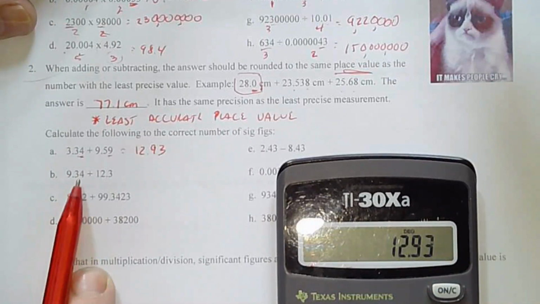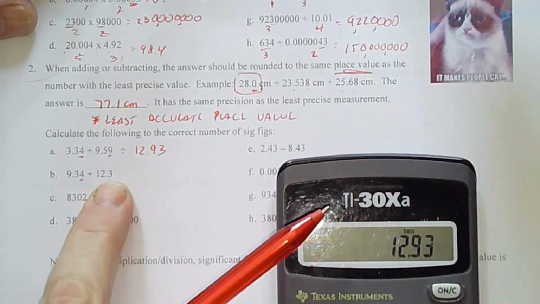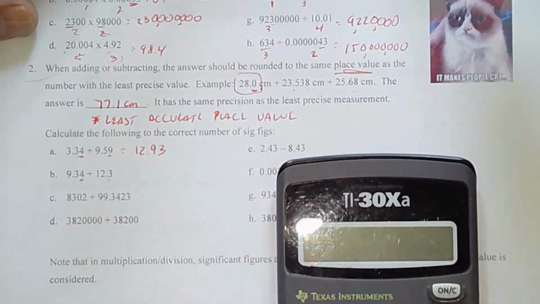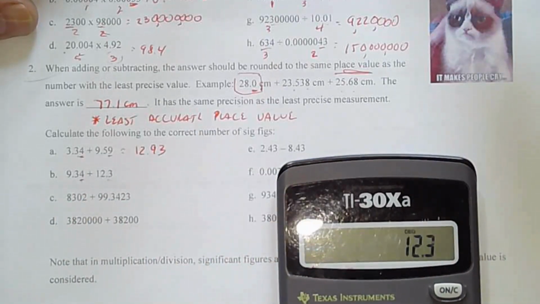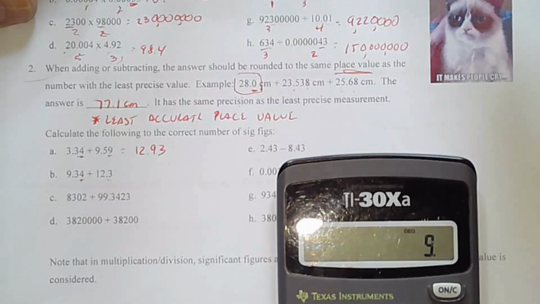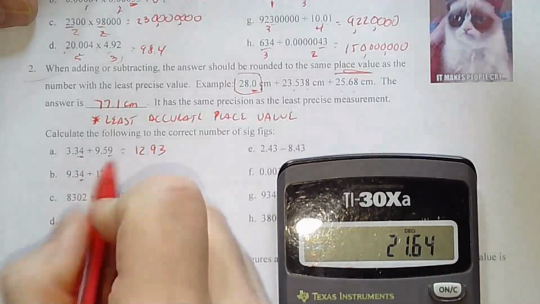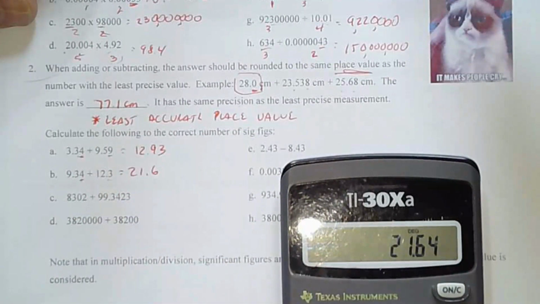Next example. This number here is accurate to the nearest 100th. This number here is only accurate to the 10th. So our answer can only be reported to the nearest 10th. We have to round to the nearest 10th. So 9.34 plus 12.3. Calculator says 21.64, and we have to round it to the nearest 10th. So we look at the number behind, it's a 4, so we're just going to truncate it to 21.6.